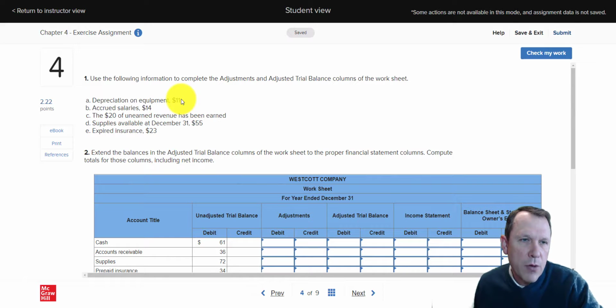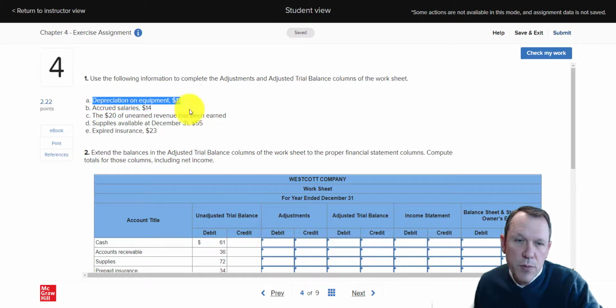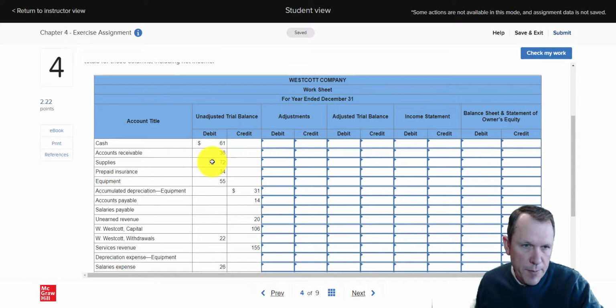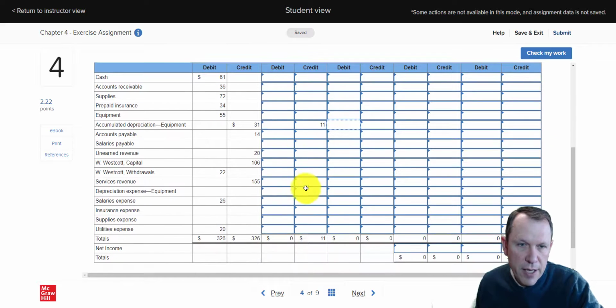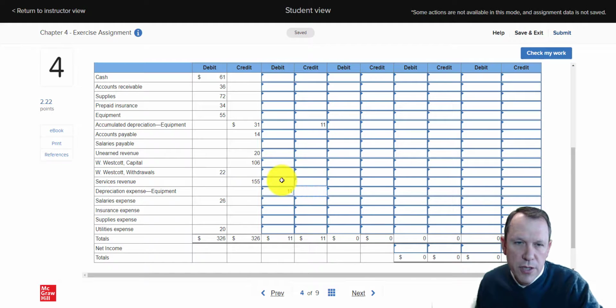So up top here, we have a depreciation on equipment. So this is an adjustment we need to put into our adjustment column. So this is $11, depreciation on equipment. We're going to assume that it is not in here so far. So we have accumulated depreciation. We're going to have $11 more of it. So we'll put that in there. That's our credit. Down here we have a depreciation expense. So that's going to be $11 more there. So those match. That's our adjusted entry.